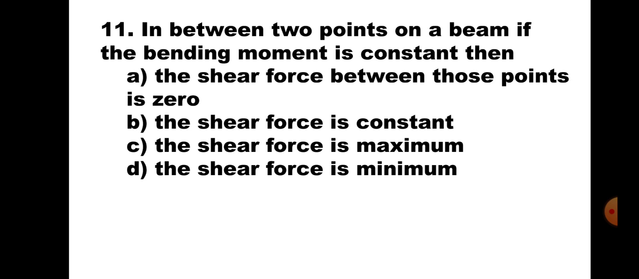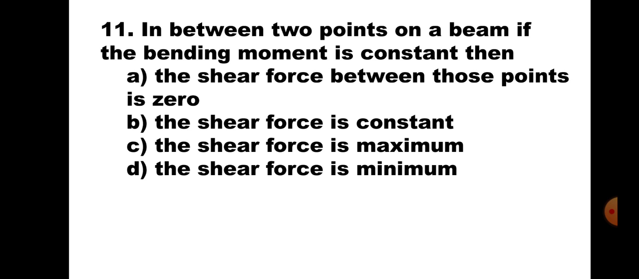Question number 11. In between 2 points on a beam, if the bending moment is constant, then A the shear force between those points is 0, B the shear force is constant, C the shear force is maximum, and D the shear force is minimum. Now, this question is based on the relation between bending moment and shear force, which is that the rate of change of bending moment is shear force. That is dM by dx is equal to F.